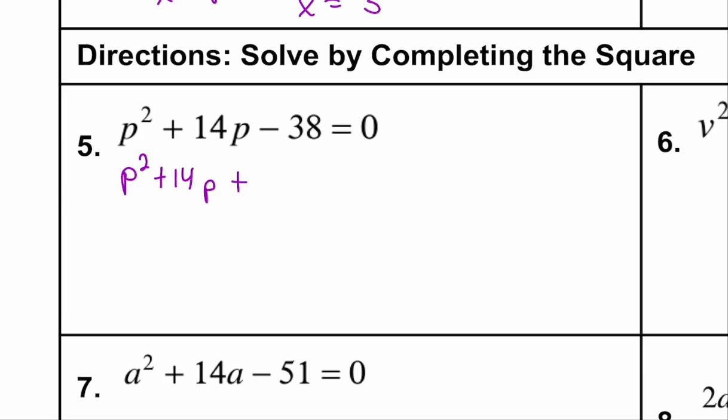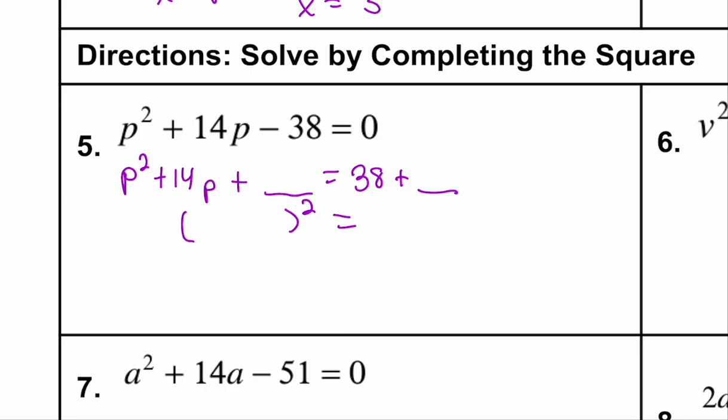Now I'm going to put a little placeholder. I'm going to put a plus blank. The 38 is going to move to the other side. It's going to change sign. It's going to become a positive 38 plus blank. And then underneath here, you're always going to put the perfect square we're searching for. So that's always what I do for my first step.